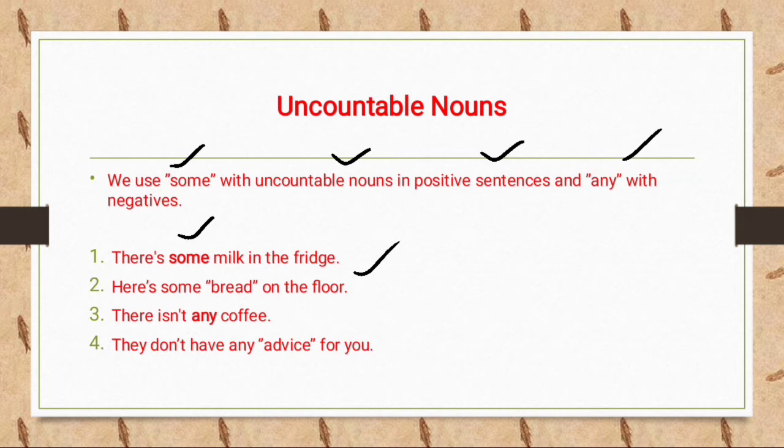Now if we talk about negative, there is not any coffee. That is why we have used not, like is not, and that coffee is obviously uncountable and it's negative, so we have to use any. They don't have any advice for you. Again, advice is an uncountable noun, and any is what? Any is obviously used if we talk about negative, so we have to use any.